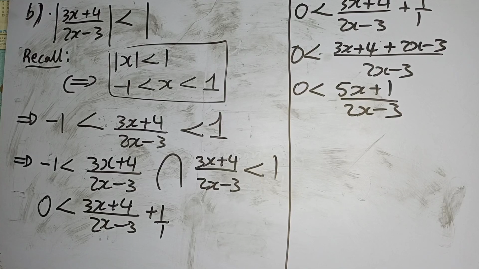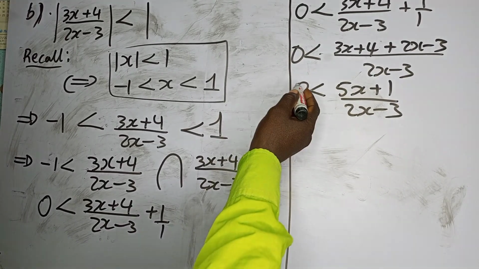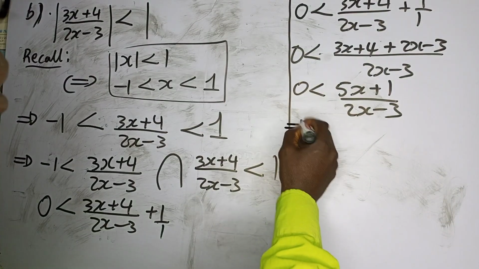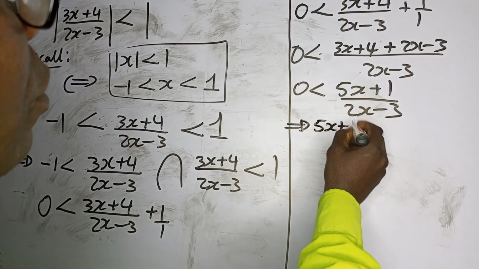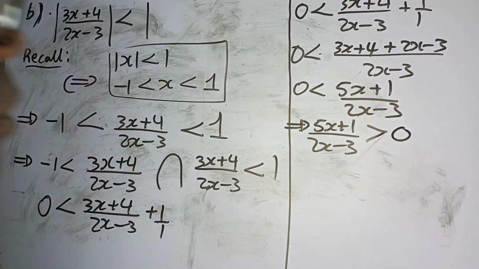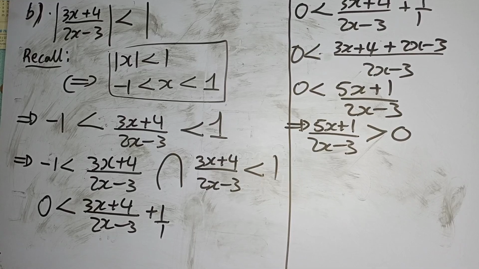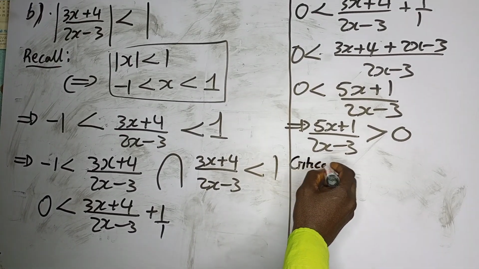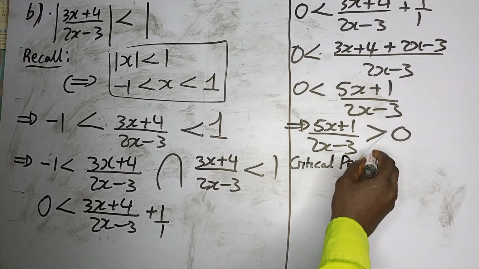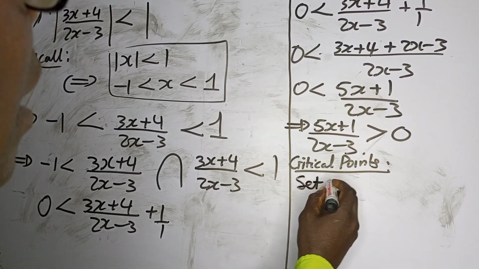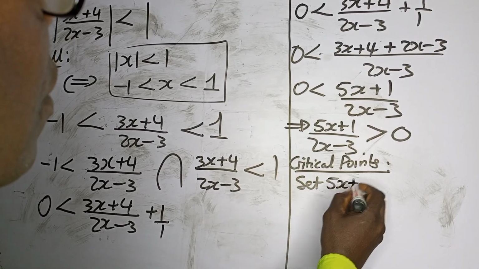Okay, this is a new rational inequality that we obtain. If 0 is less than this, we want to read it the other way around, we can write it as 5x plus 1 all over 2x minus 3, this time around greater than 0. Okay, now we get our critical points. Critical points, those values that can render the numerator 0.